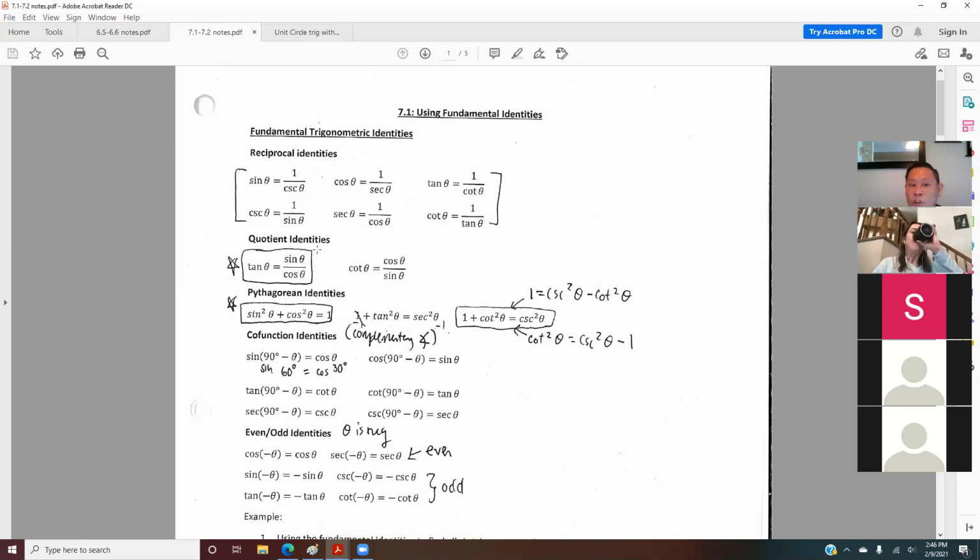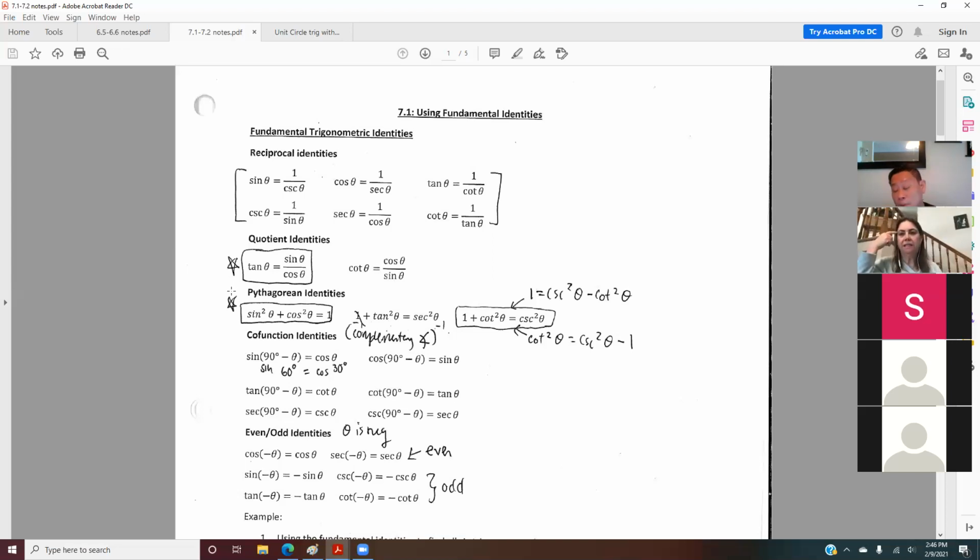Quotient identities. Quotient means fraction. So tangent is sine over cos. Cotangent is cos over sine. So quotient identity can only be used for tangent and cotangent, and they will change it to become sine and cos. Okay. Next, it's the Pythagorean identity.